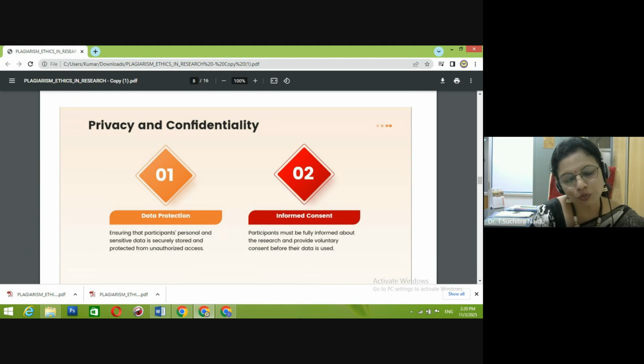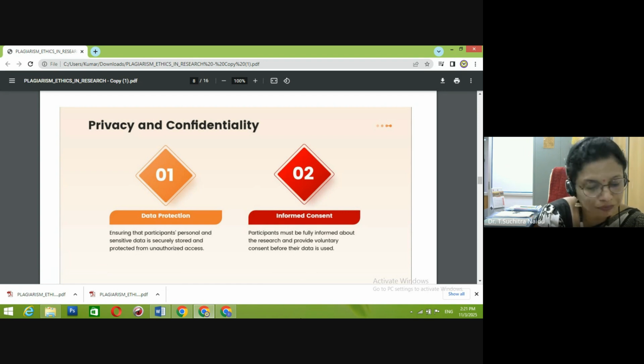In the same way, suppose there is sexual harassment in any workplace. There also the person's identity is kept confidential. Research is done on what exactly happened, what the motives were behind it, and what disciplinary action we have to take. But there also the subject is kept confidential. So data protection is very, very essential. The participants' personal and sensitive data must be securely stored.